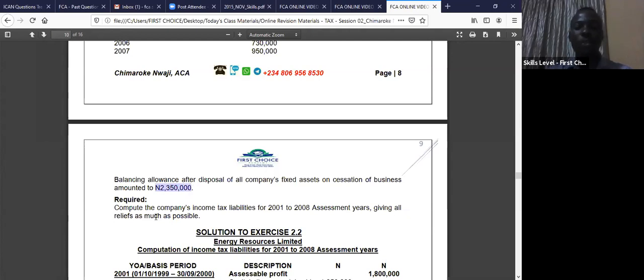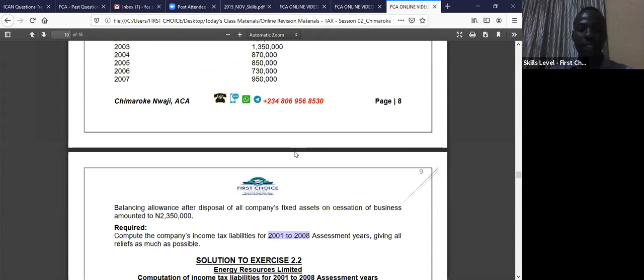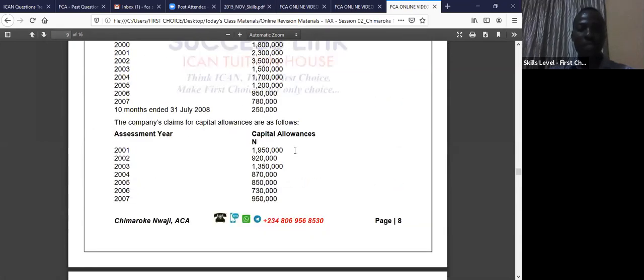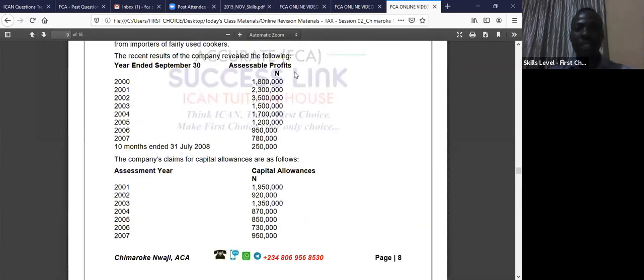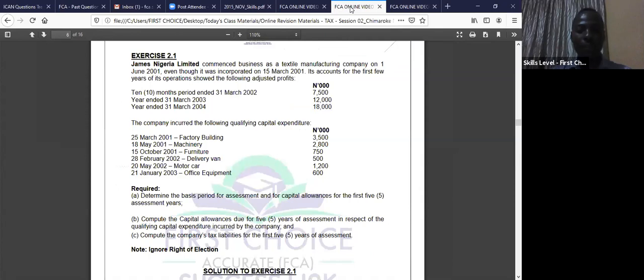And we are now told to compute the company's income tax liability from what year? From 2001, not 2000, from 2001 to 2008 assessment, giving all relief as much as possible. I will keep this page open so that I will be referring to it. So our solution will come up here.